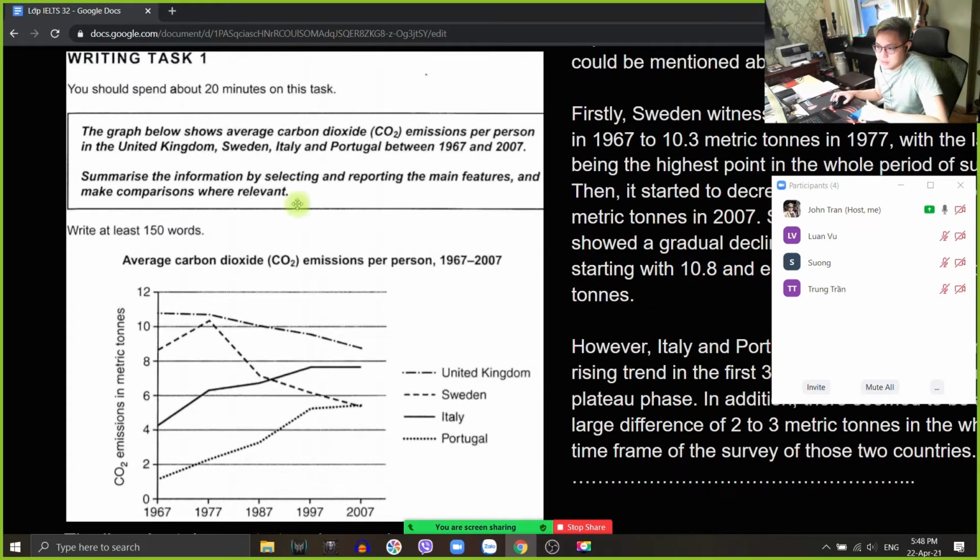This is a line chart. The graph below shows average carbon dioxide or CO2 emissions per person in the United Kingdom, Sweden, Italy, and Portugal between 1967 and 2007. Cái biểu đồ bên dưới nó chỉ lượng CO2 thải ra trung bình trên một người ở Liên hiệp Anh, Thụy Điển, Ý và Bồ Đào Nha ở giữa những năm 67 cho đến năm 2007.